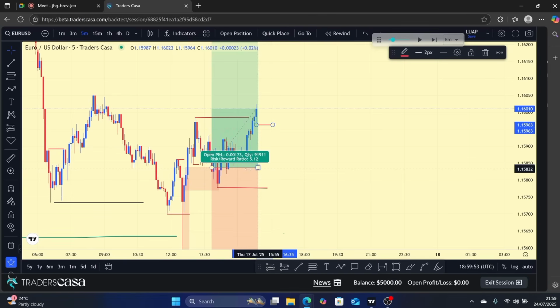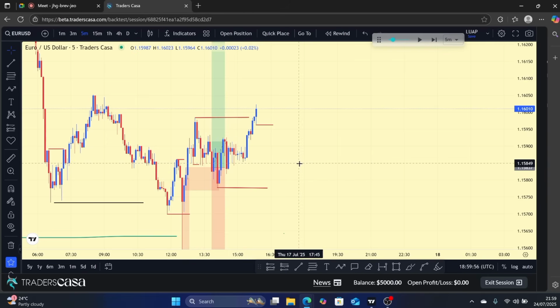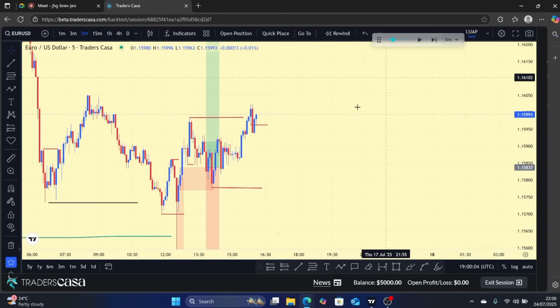Let me do this, let me do that. All right, so this is the inducement, and we said we need to wait for the inducement to be taken out before we participate. So exactly right there, the inducement is taken out, and this is not a sweep, but we can clearly see that this one is a mitigation of this order flow. So, but where's the extreme order flow?